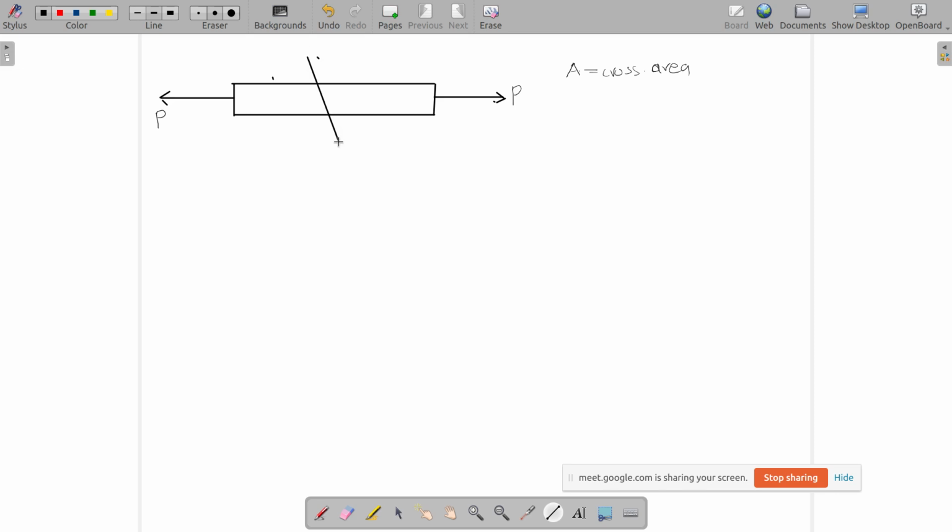Okay, so let's make the cut here. We have cut the bar here, and let's see what is the value of stress on this plane using which we have cut the bar. And what is the angle at which we have cut? This angle here is theta.